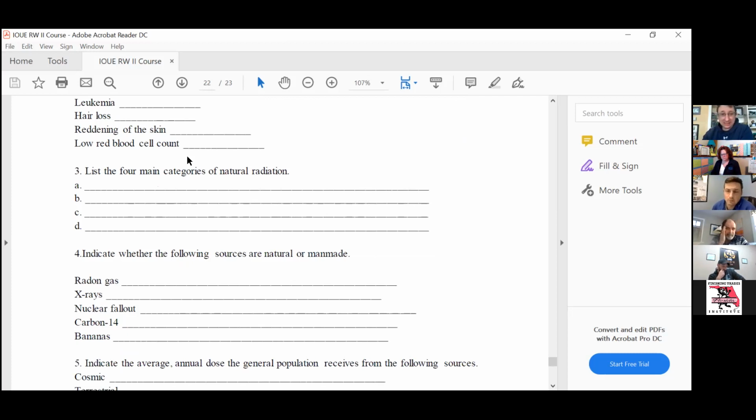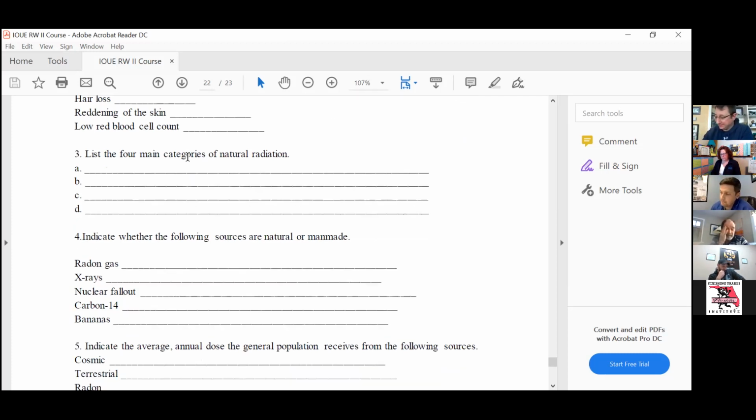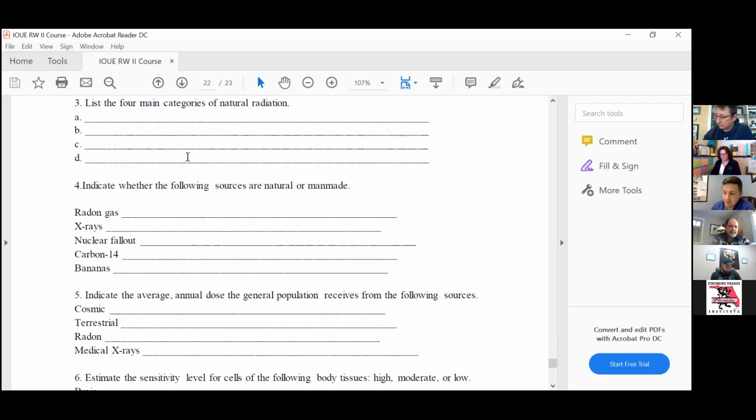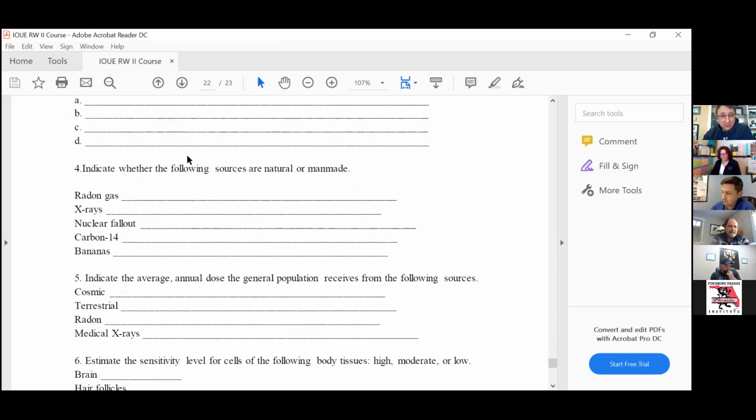What are the 4 main types of natural radiation? Cosmic, terrestrial, internal, and radon. Good. And how would you select these as being either natural or man-made? Radon would be what? Natural. X-rays, man-made. Nuclear fallout, man-made. Carbon-14, natural. And bananas, natural.